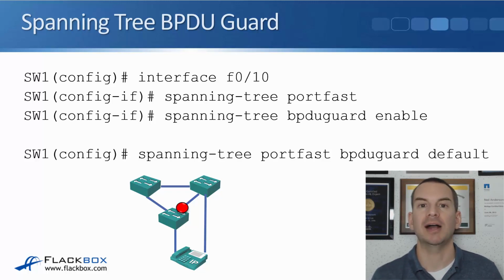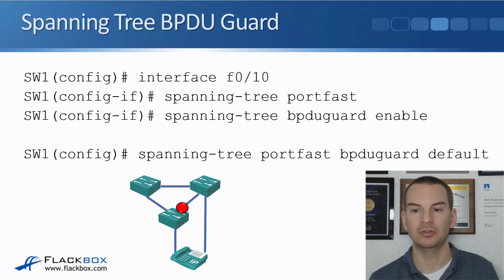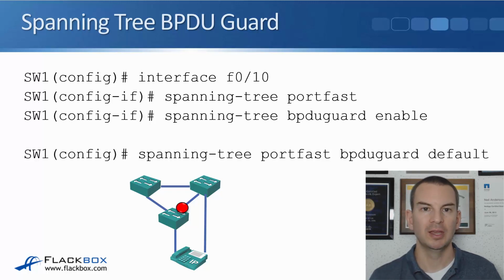And it is best practice to use these commands on your networks where you've got ports that end hosts are going to be plugged into. Just like we could with Portfast, you can also make BPDU guard the global default. To do that, in global config, spanning-tree portfast bpduguard default.